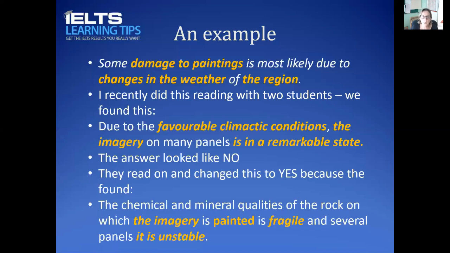What went wrong is that they had completely forgotten about changes in the weather. So the key to this question was that weather had caused the damage. Here, we're looking at chemical and mineral qualities. It's got nothing to do with weather. But each of these students would have given the wrong answer because they had forgotten about the weather. And I think that is a wonderful example of how this can go wrong very, very easily.